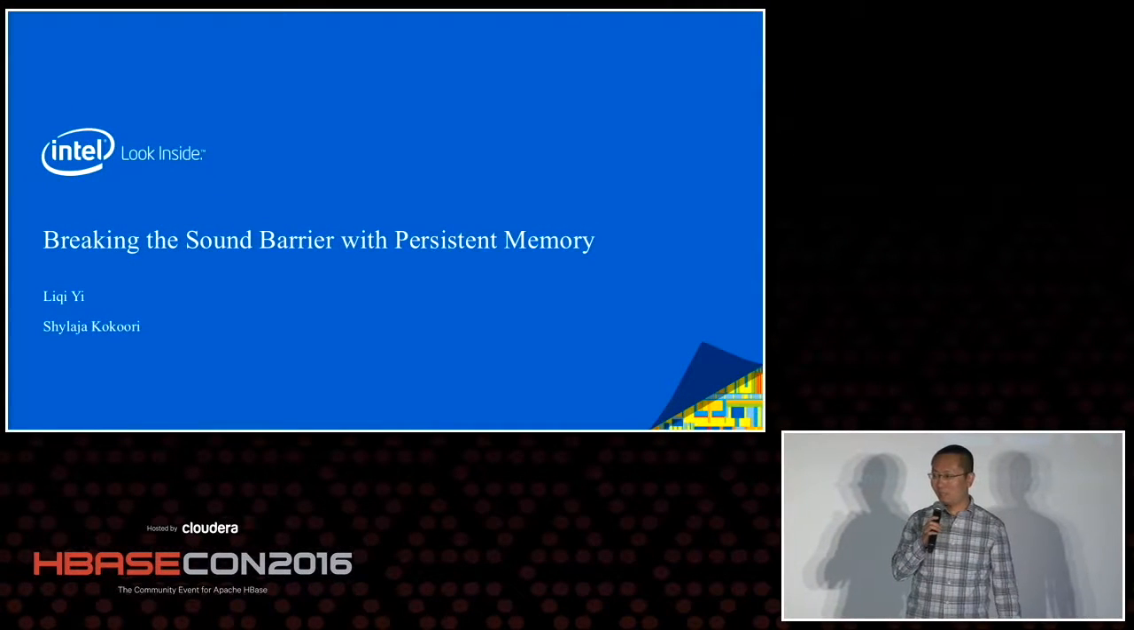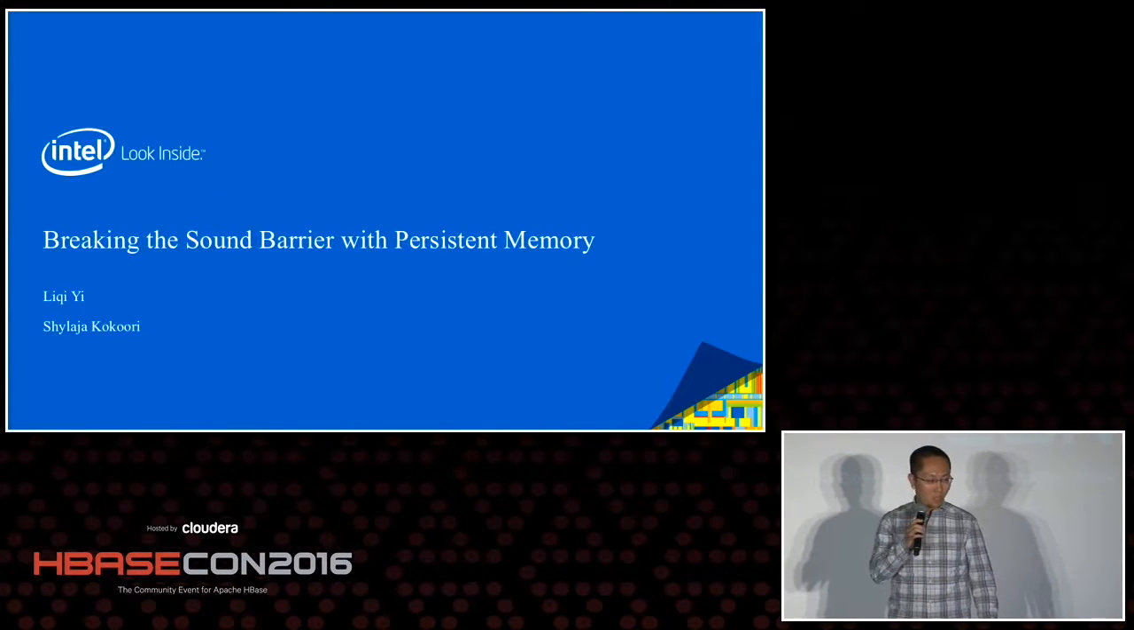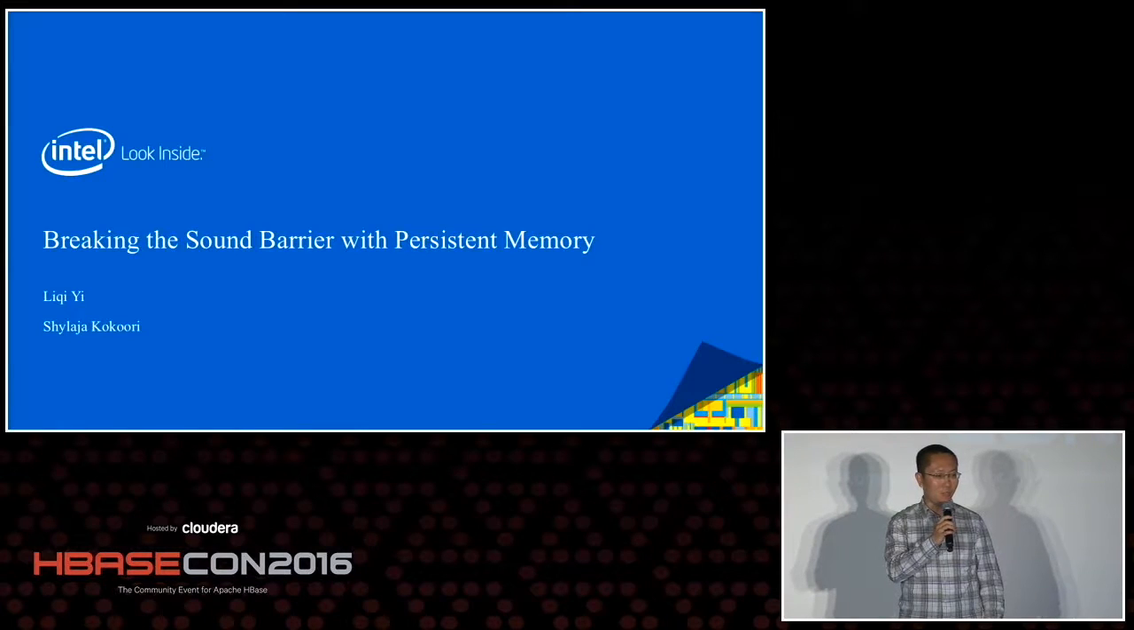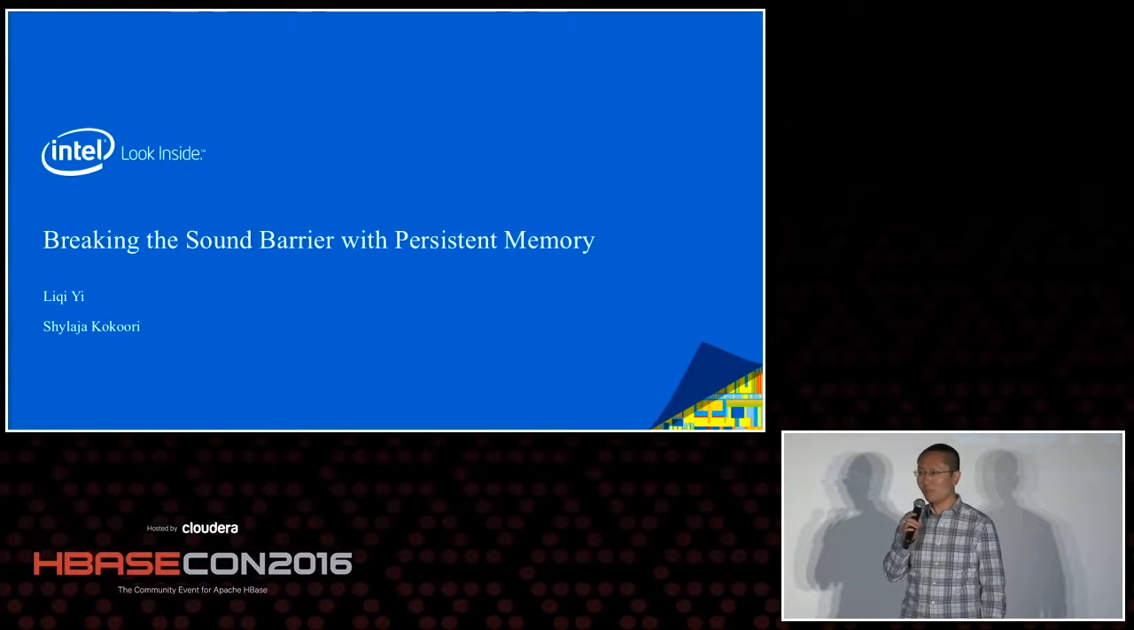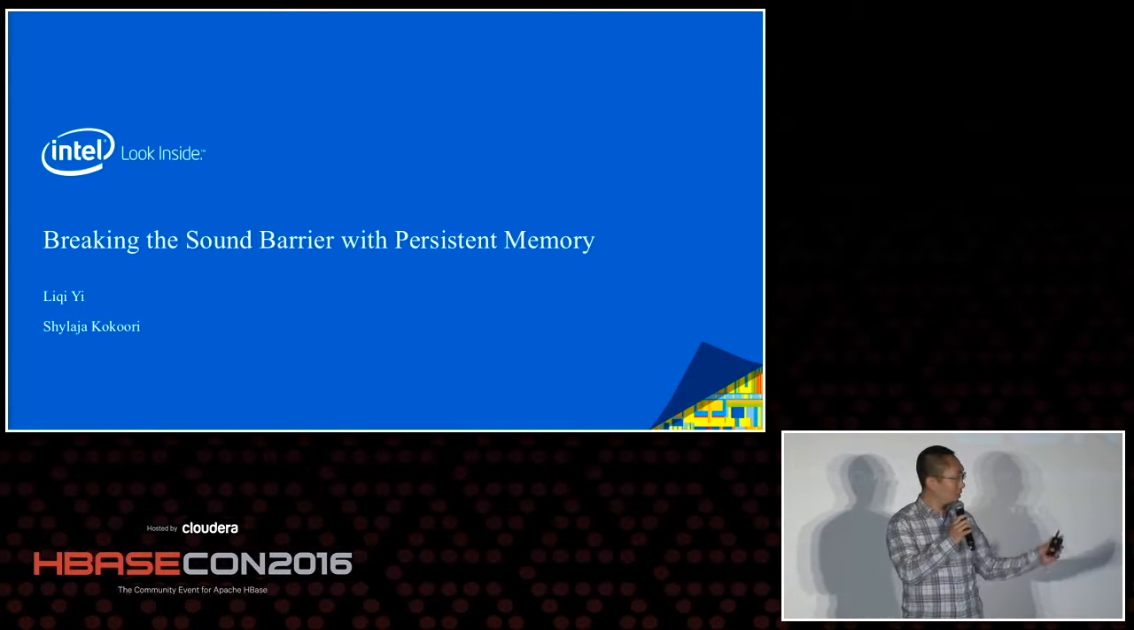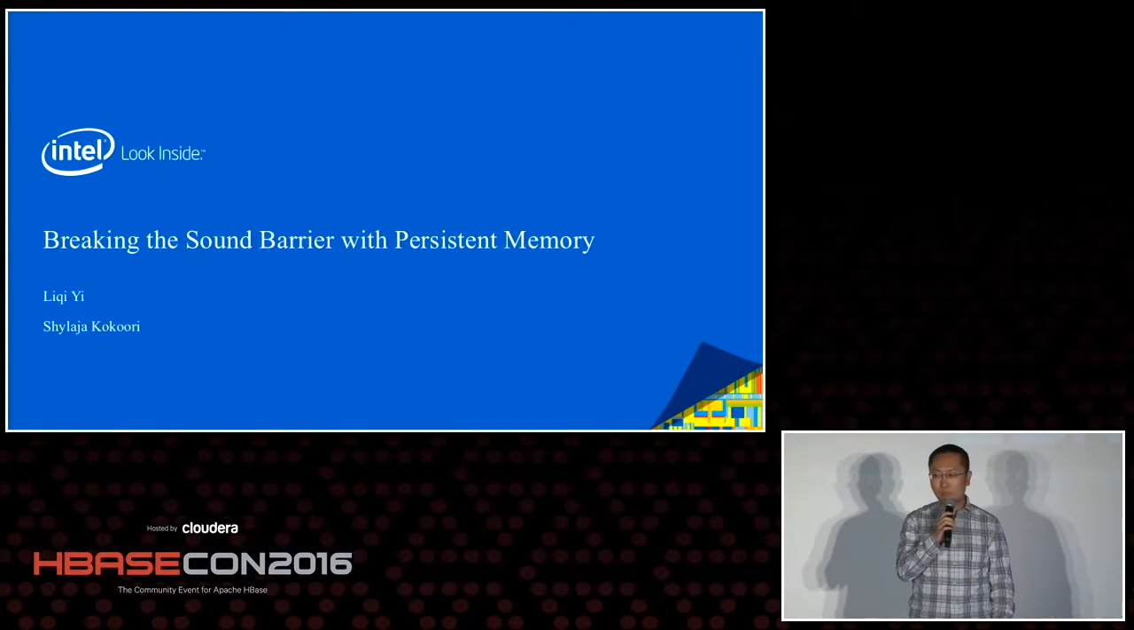Hello, everyone. I'm Liqi from Intel. Our team at Intel mostly focuses on big data performance and JVM performance. Today I'm going to share some preliminary results and work we have done to see how we can use persistent memory to help HBase get even faster performance. As the previous speaker said, you can get a million operations per second per U of rack space. So probably we can get more.